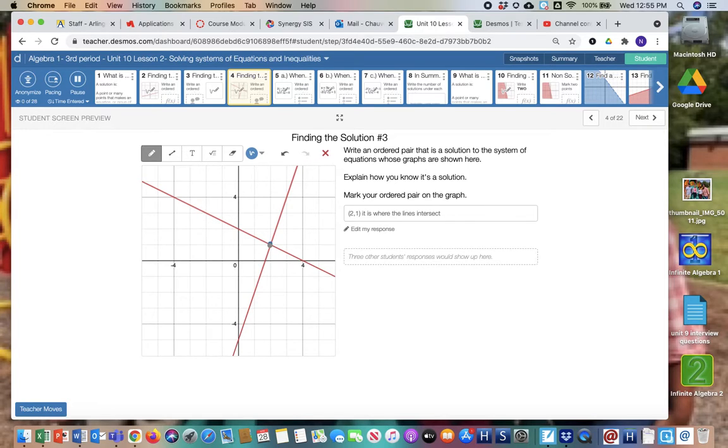That xy value at 2, 1 would make the line that's going more up and down true, but also the one that's going more left and right. It would make the positive slope line and the negative slope line both true. And no other point does that. There are other points that would make one of the lines true, but not both.